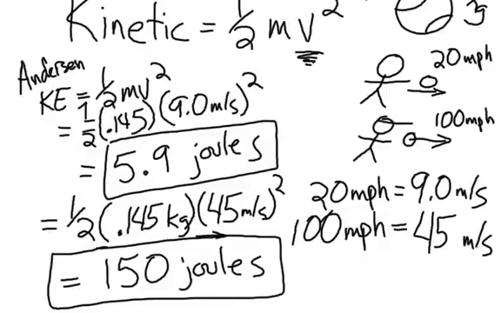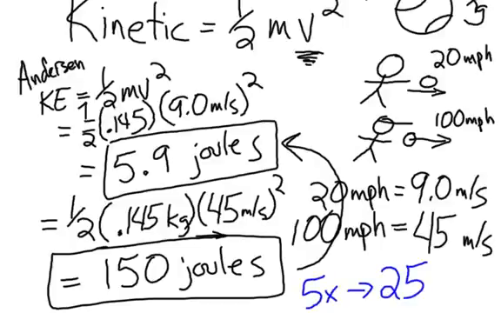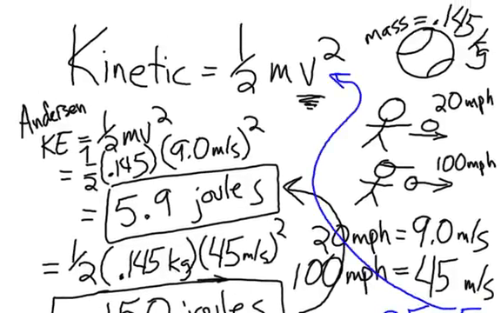Again, when I pitched at 20 miles an hour, it was only 5.9 joules. So even though that pitcher is throwing it 5 times as fast, he's getting roughly 25 times the amount of energy out of that pitch. That's why, if you look at the equation, the velocity being squared is super important to understand. You can solve complex problems now that you know the equation for potential energy and kinetic energy.